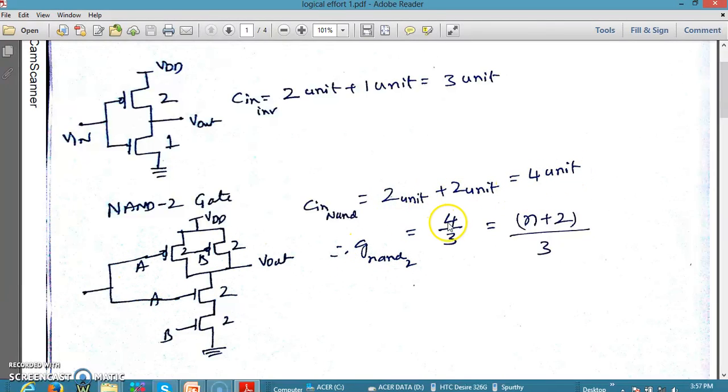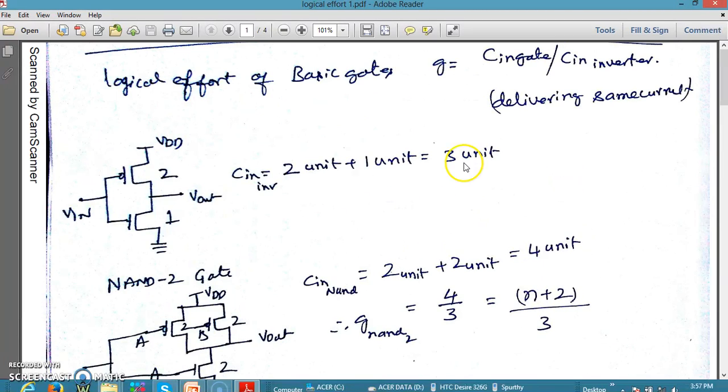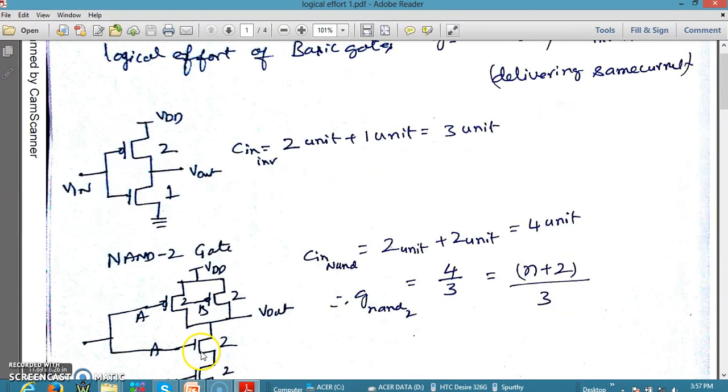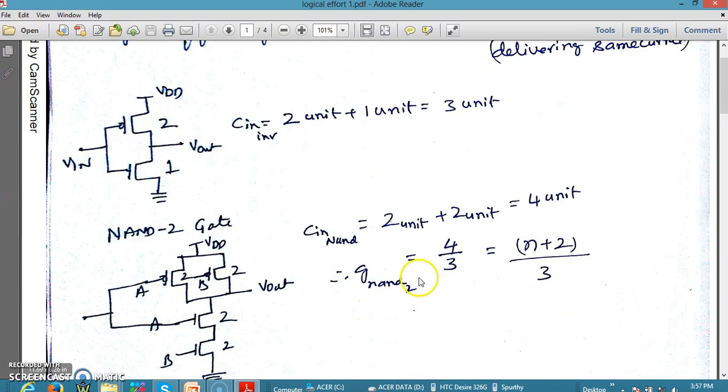This is Cin of the gate, divided by Cin of the inverter. Now it is 4 by 3. So this is the logical effort of the 2-input NAND gate, 4 by 3. Why is it that? Because for the inverter it is 3, and for the 2-input NAND gate it is 2 plus 2, which is 4.